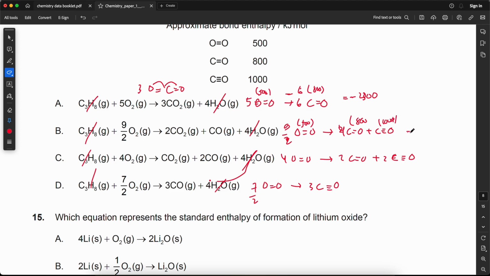So it will be negative 1950. And this one will be 500 and 2 times 800, 2 times 1000. That would be negative 1600. And this one will be 500, 3 times 1000, negative 1550. So this is the least amount.